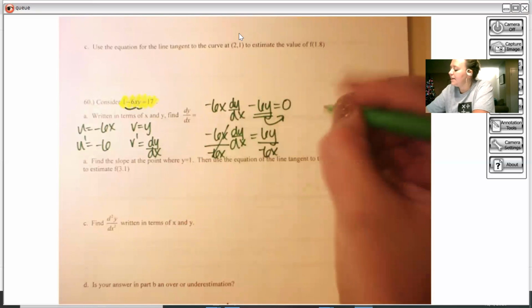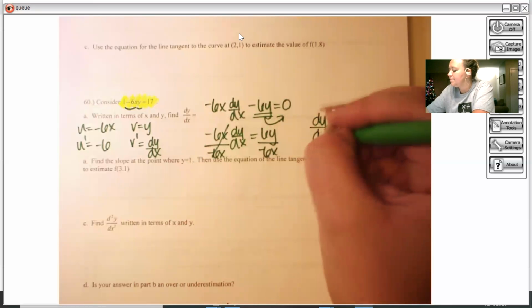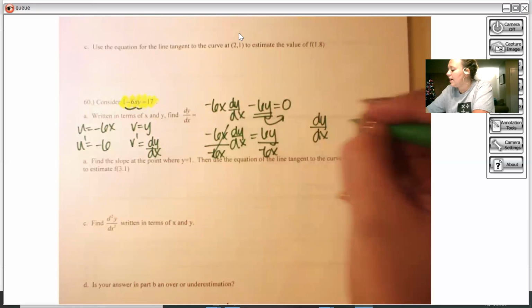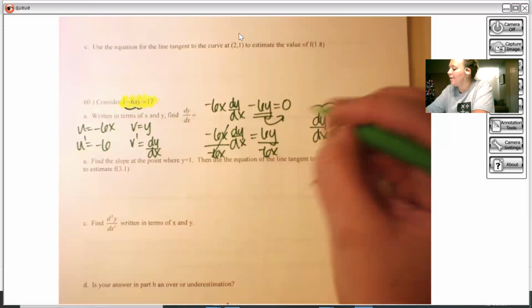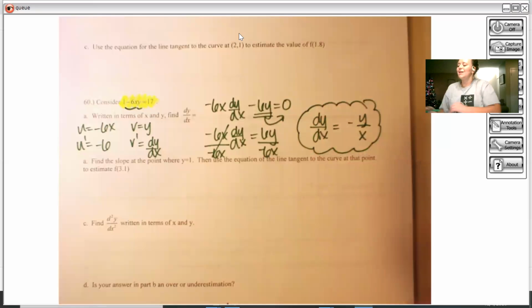And now I know that my dy/dx equals 6 and 6 can cross out, so that's just going to be y over negative x. And then remember, it doesn't really matter where you put the negative. I'm just going to kind of put it in the front. As long as you don't put it in both spots, it doesn't matter if it's top or bottom or in front.